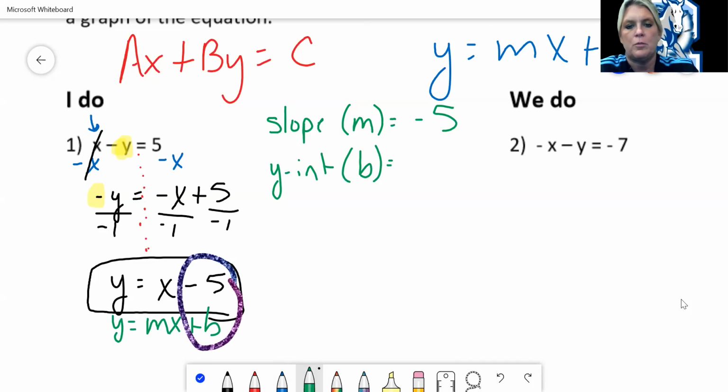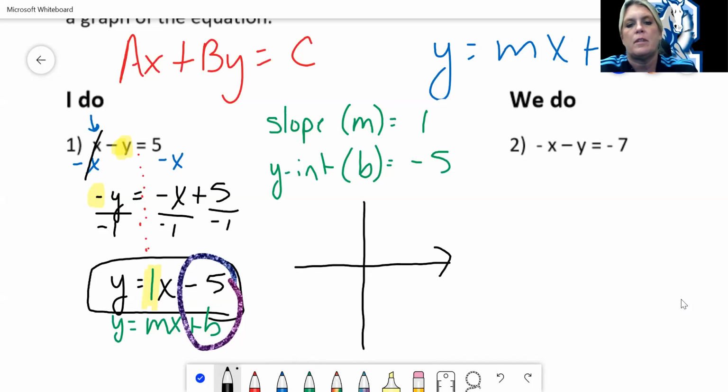Oh, why did I put that in the wrong spot? Sorry, guys. Let's try again. -5. The slope is the number that is in front of the x attached to it right here that's multiplying by it. If there is not a number, that is a 1. There's a placeholder there, so the slope is 1. Now, we are supposed to sketch the graph. Remember, we have an x and a y axis.